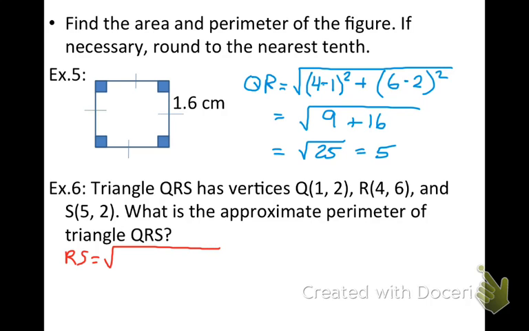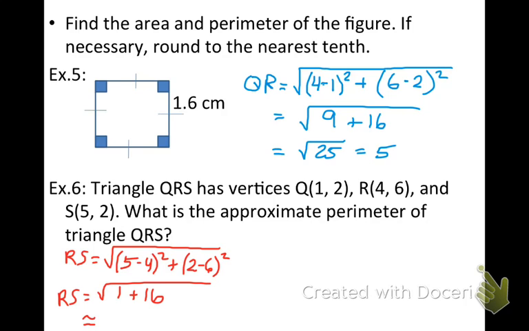Another side length, RS, we'll figure out RS down here. RS is going to be the square root of 5 minus 4 squared. That's the difference in the x-coordinates, and 2 minus 6 squared is the difference in the y-coordinates. So RS is the square root of 1 plus 16. That is approximately 4.1, just a little bit bigger than 4.